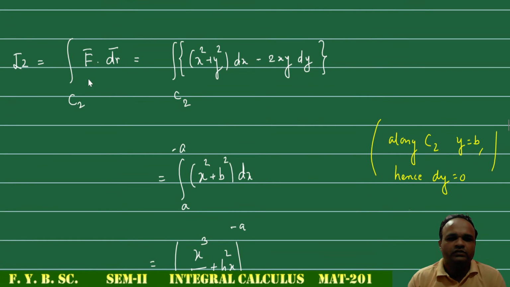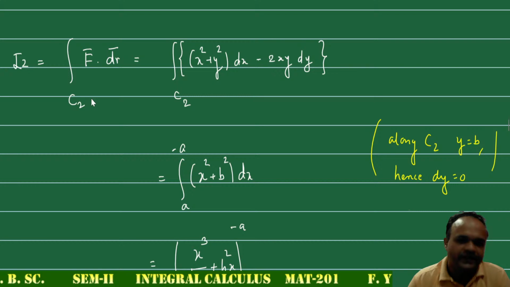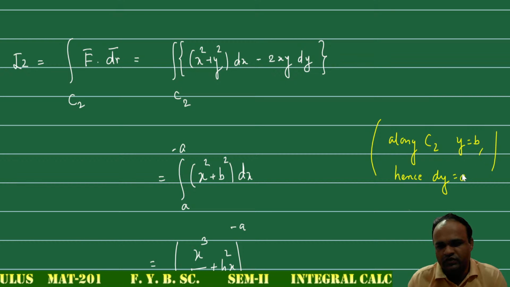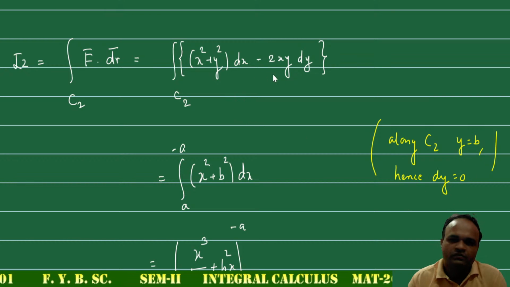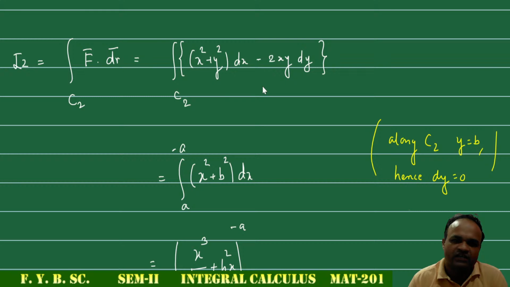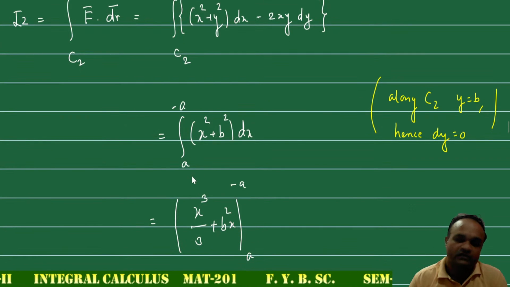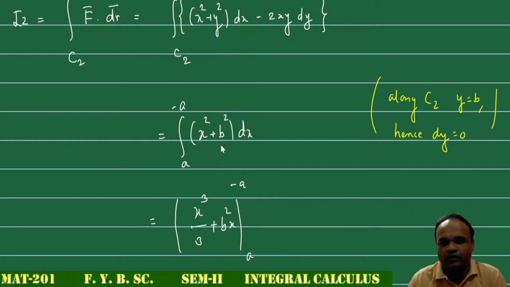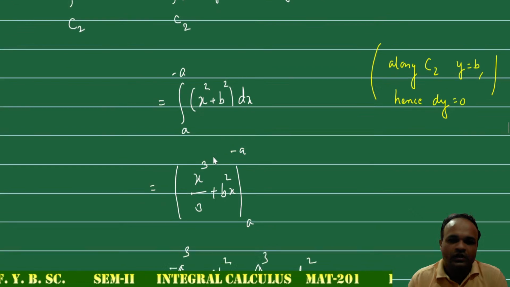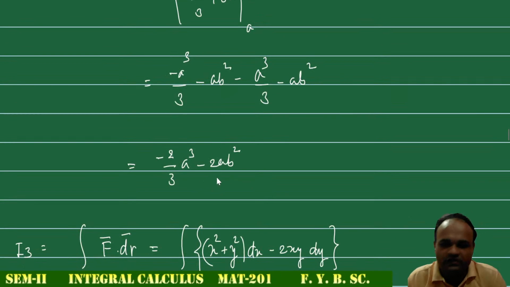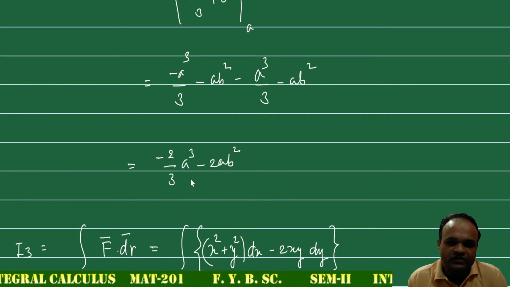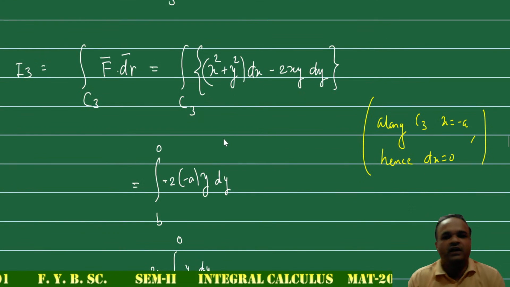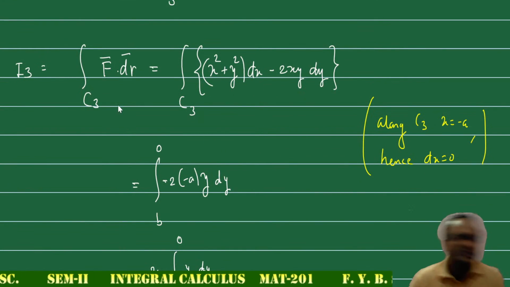Similarly, I2 is the line integral along curve C2. Along C2, you can observe y equal to b, which is constant, and therefore dy equals 0. So the second term in this integral will be 0. Simply the integral will be from a to minus a of (x square plus b square) dx, because we put y equal to b along C2, and after simplification it will be minus 2/3 a cube minus 2ab square. Similarly, I3 is the line integral along C3.